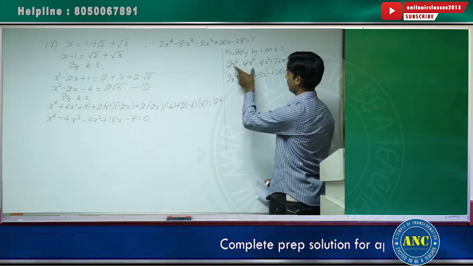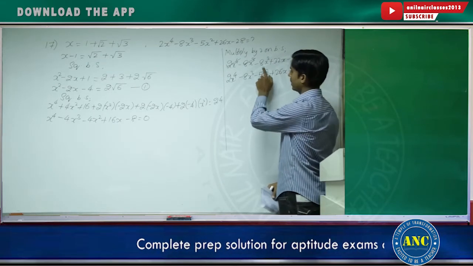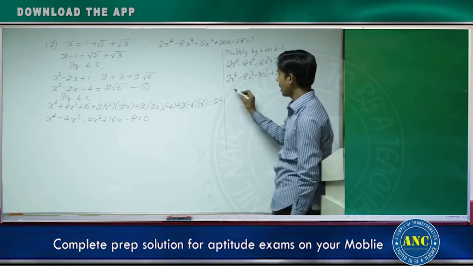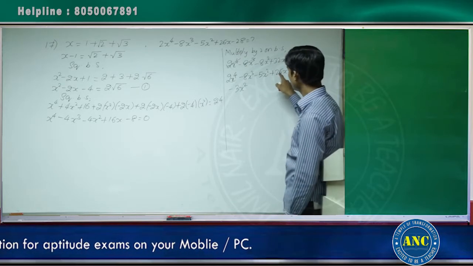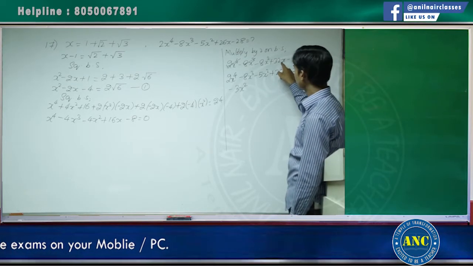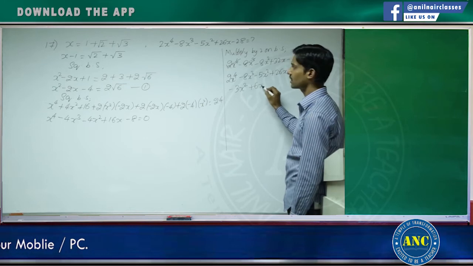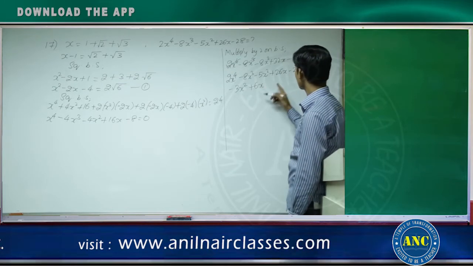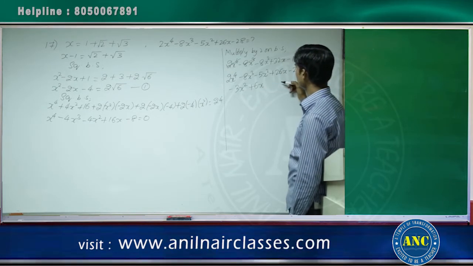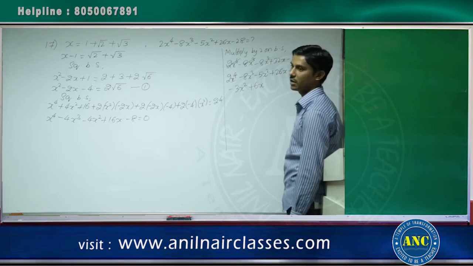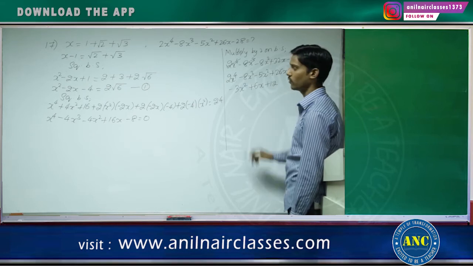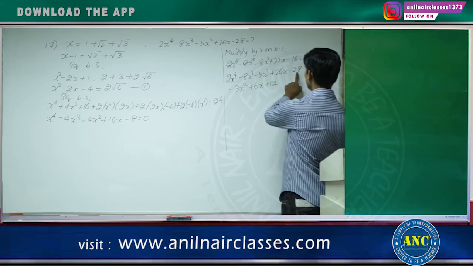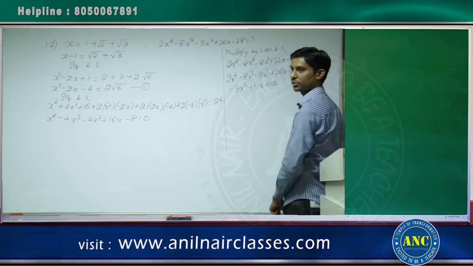These two terms are same. Here I got minus 5x square, but I require minus 8x square. Another minus 3x square is pending. Here I got 26x, but I want 32x, so plus 6x is pending. Here I got minus 28, but I require minus 16. Minus 28 should become minus 16, that means I should add 12 for it, right? Minus 28 plus 12 is nothing but minus 16 itself.